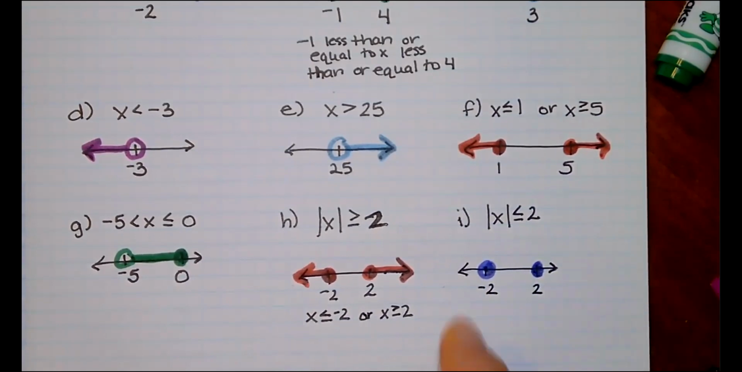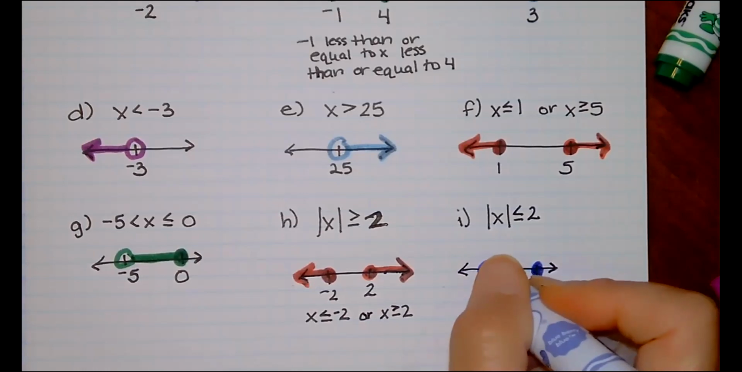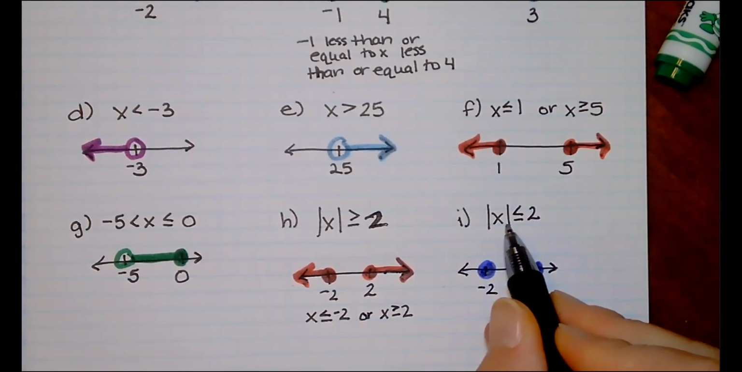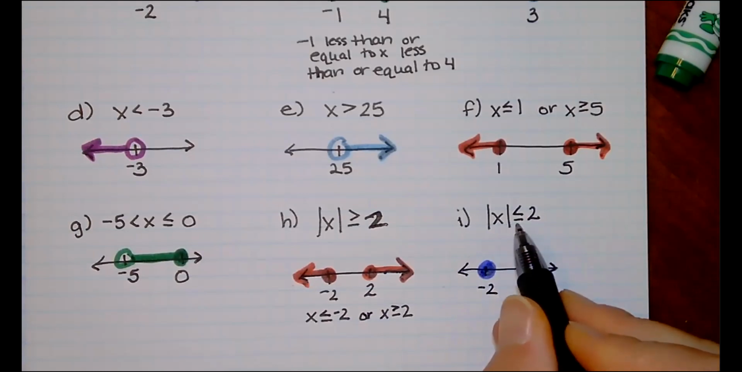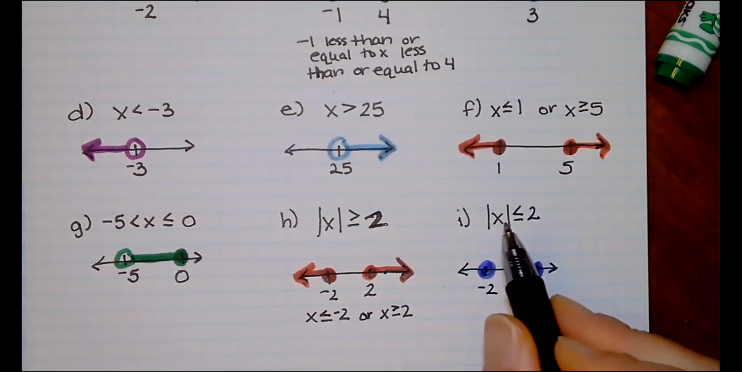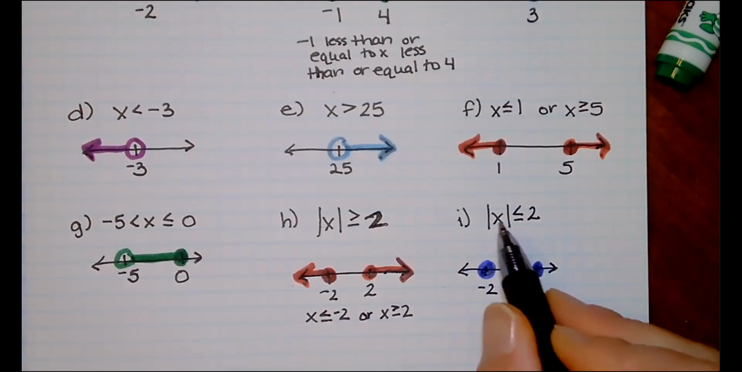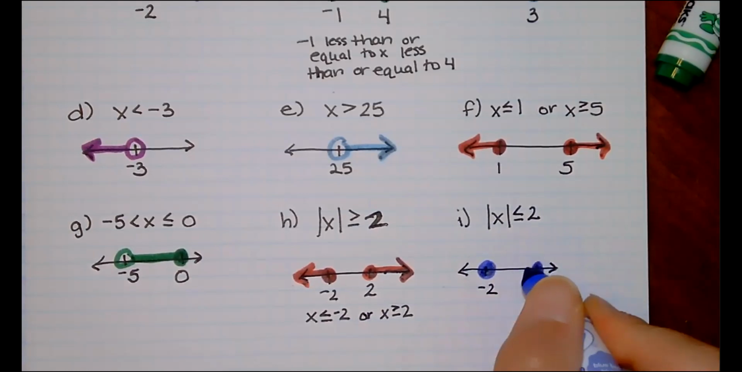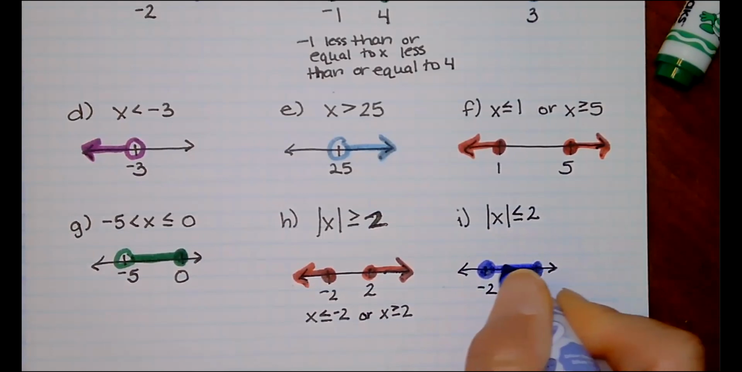But this time I want things that are going to be smaller than 2. So the absolute value of 1 would be smaller than 2. The absolute value of 0 would be smaller than 2. The absolute value of a -1 would be 1. So that's also smaller than 2. So in this case, I'm actually going to shade in between.